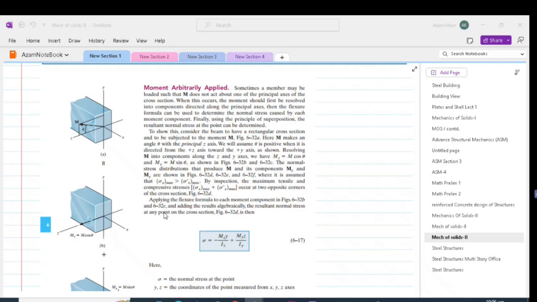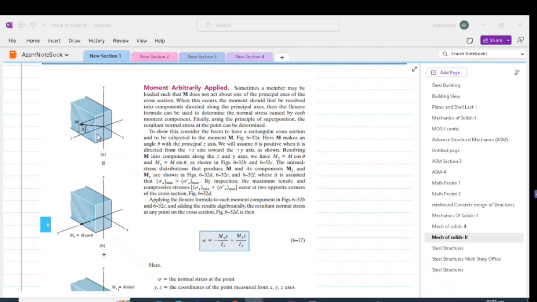We can also have unsymmetrical bending in symmetrical sections where the load is inclined to the axis of the symmetry. So in this cross section, which in fact is a rectangular cross section, we have a moment inclined to the axis of symmetry. This moment has to be resolved into two components. One is vertical and another one horizontal. Each of these components produces flexure stresses that are normal to the cross section.